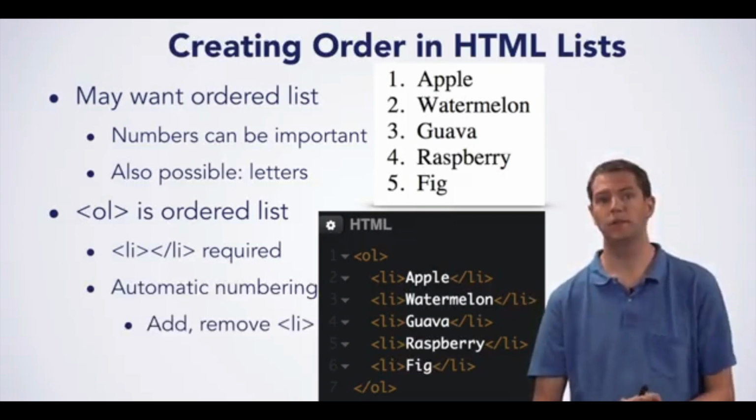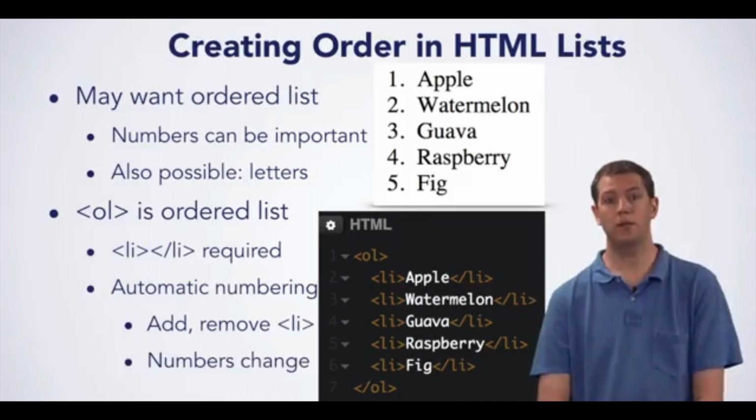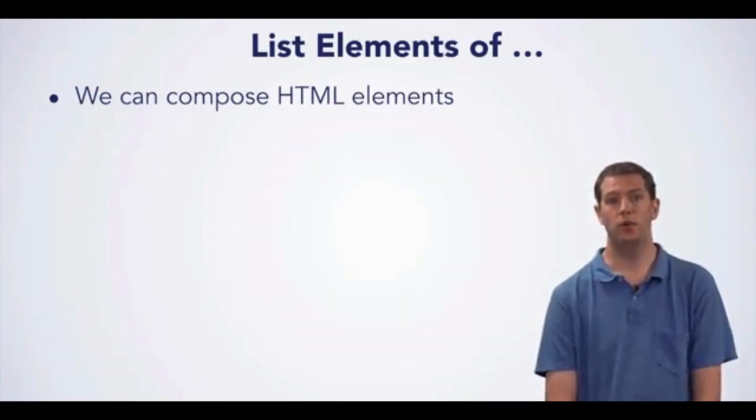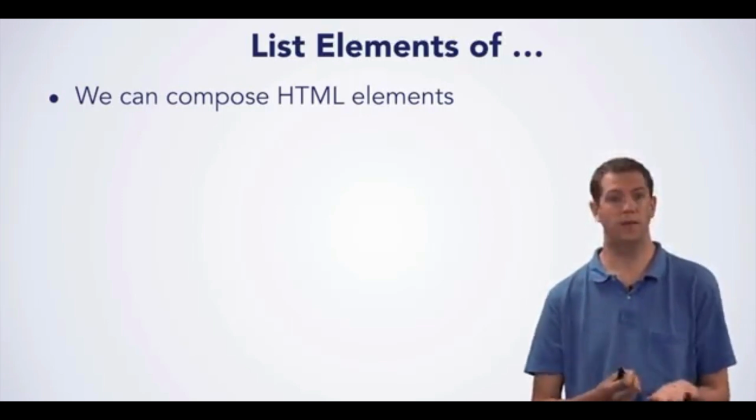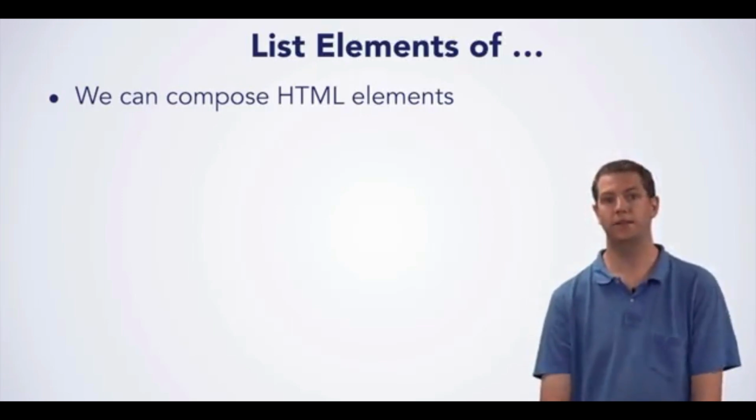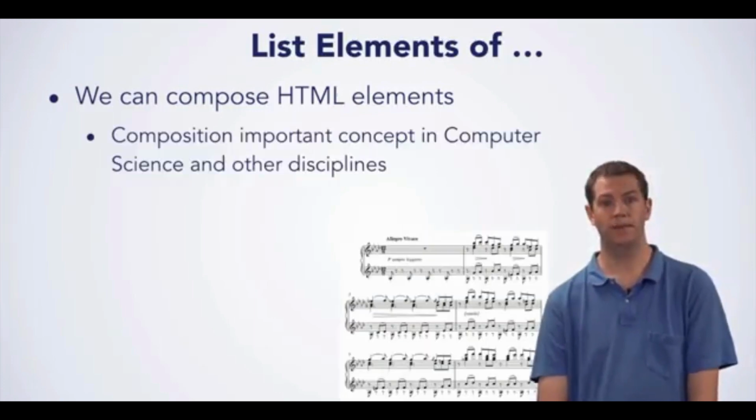If you add or remove elements from your HTML, the numbers will automatically adapt so that the elements are numbered 1, 2, 3, 4, and so on. We mentioned how you can put a variety of types of elements inside of an LI tag, letting you put images, links, or nested lists inside of a list. We call putting these elements together composing them.